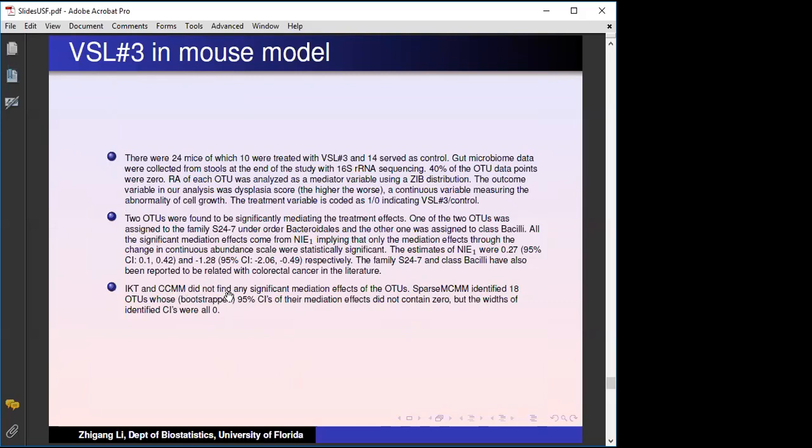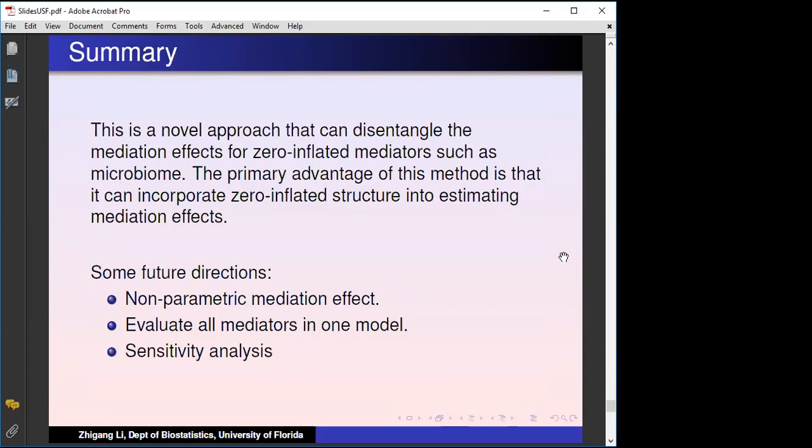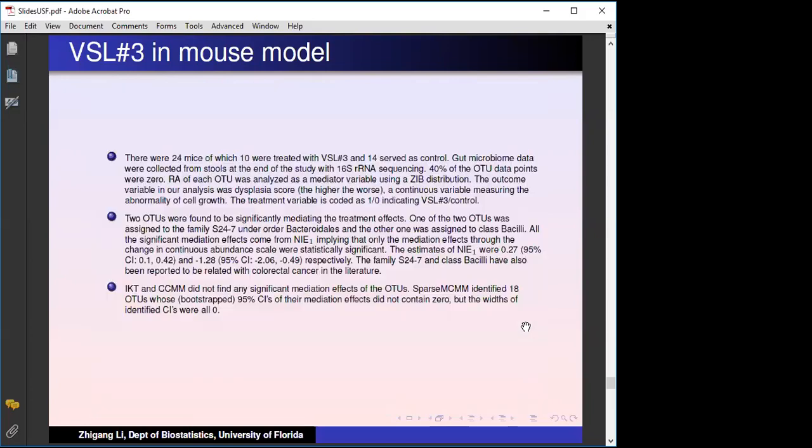That's definitely an issue when you have many taxa, if you analyze at the OTU level, where you usually have thousands of OTUs. But for this MedZIM, the computational burden is less than both of these two approaches. The reason is that we are not putting all the variables in a single model. If you put all the variables in a single model, that will substantially increase the computational burden. If you analyze them one by one, then it can be parallelized and it can be very quick.